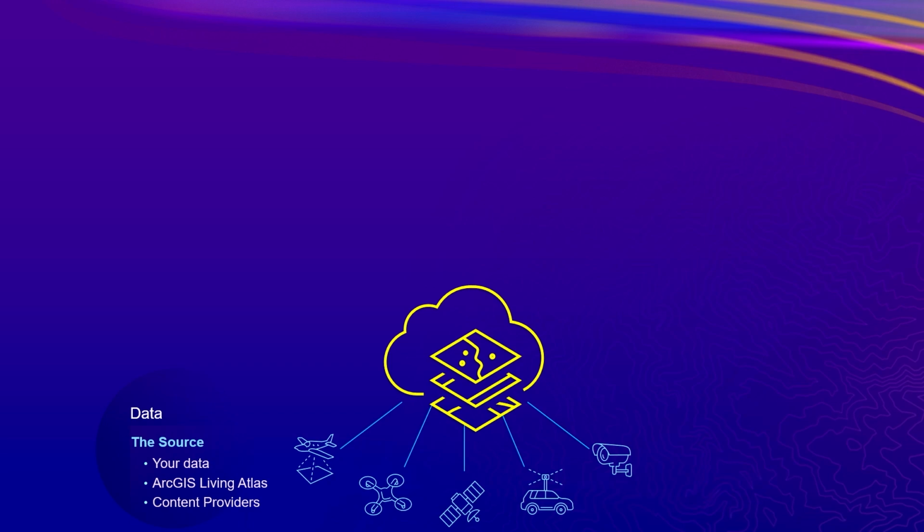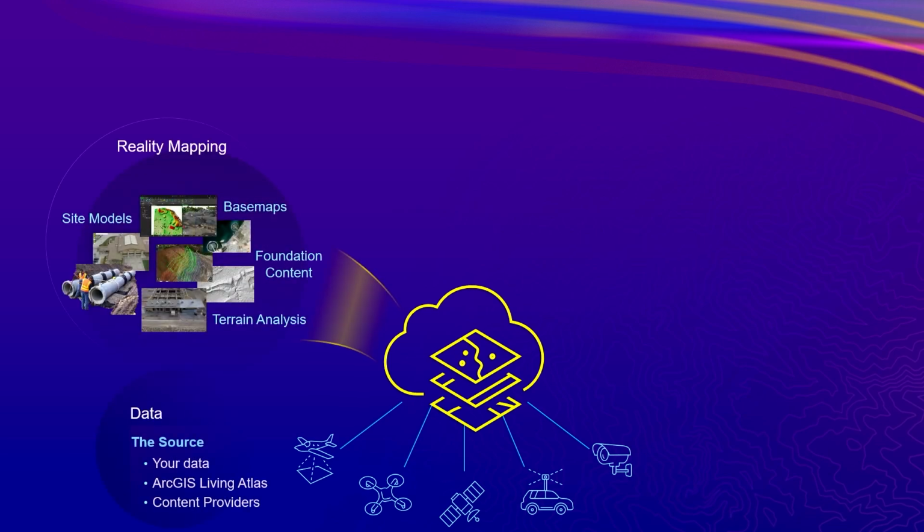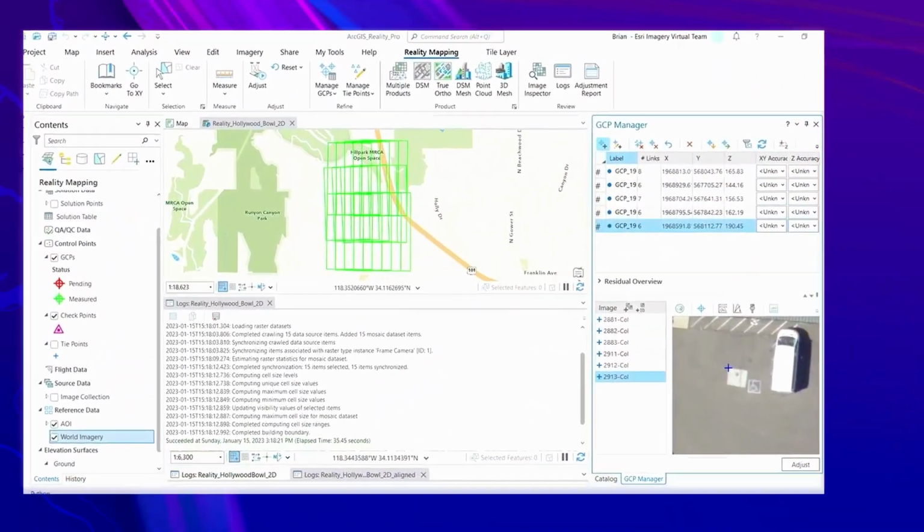So I'd like to step through just 3 examples of recent advancements in imagery for ArcGIS. Up first, reality mapping that Mark was talking about in the opening plenary earlier. And we can use this to perform reality mapping to create accurate site models, base maps, and other foundational content. Let's take a look together in ArcGIS Pro.